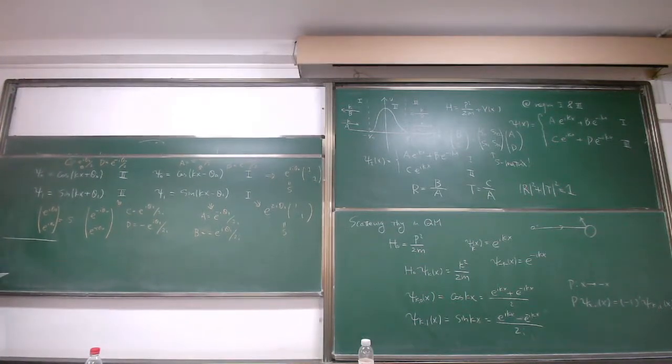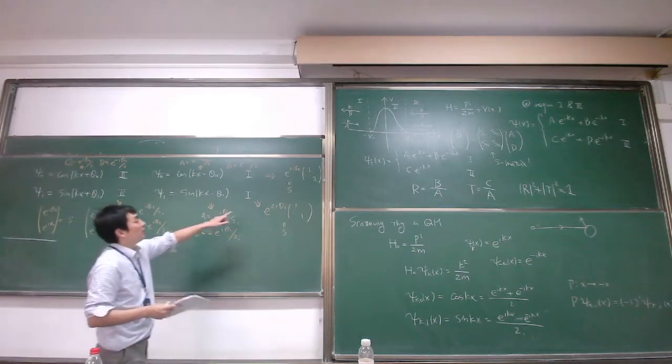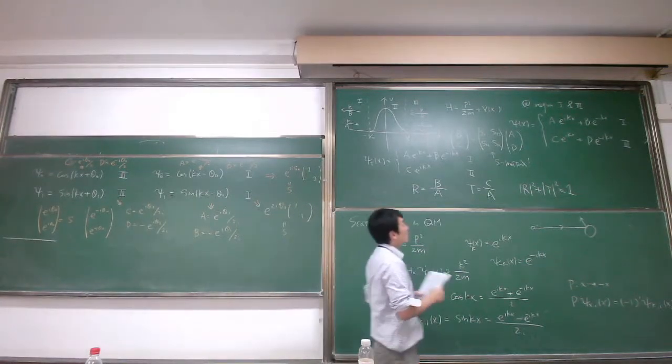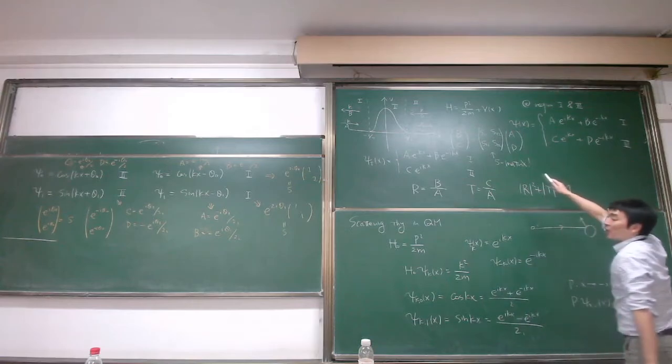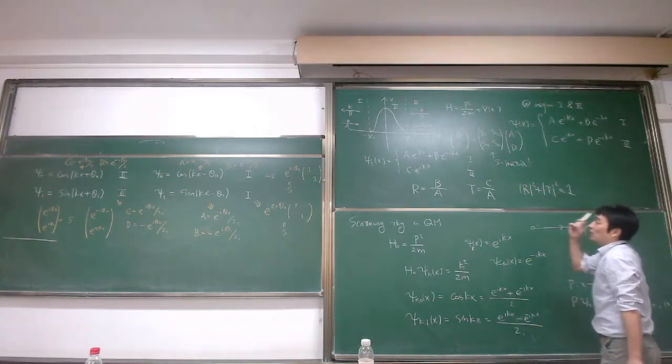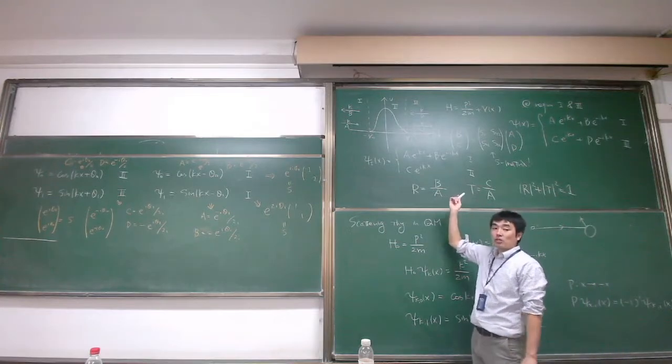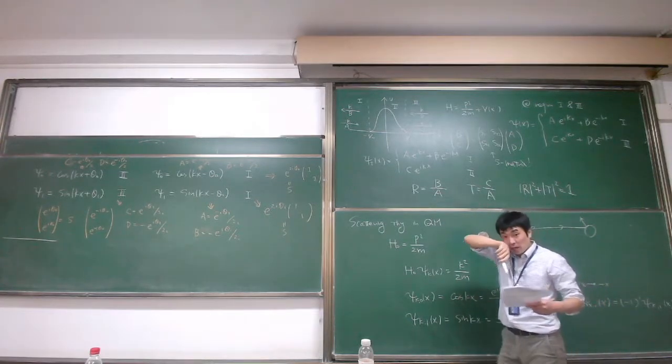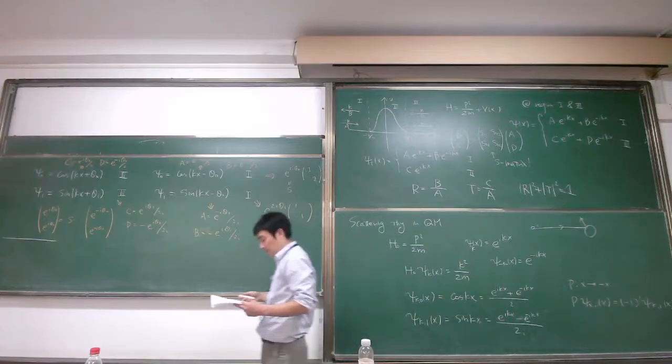And now we try to write down this phase shift. So the scattering amplitude can be written as a phase shift. And also we will see the reflection and transmission coefficients can be written in terms of this phase shift.